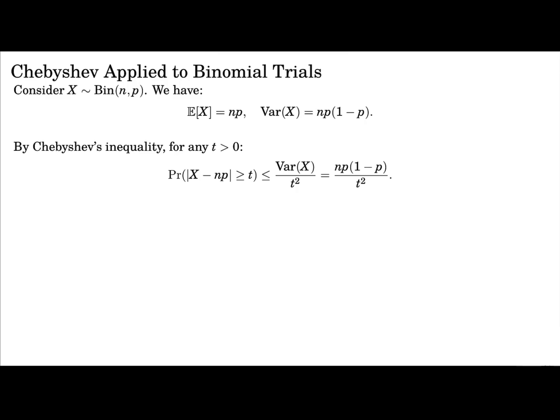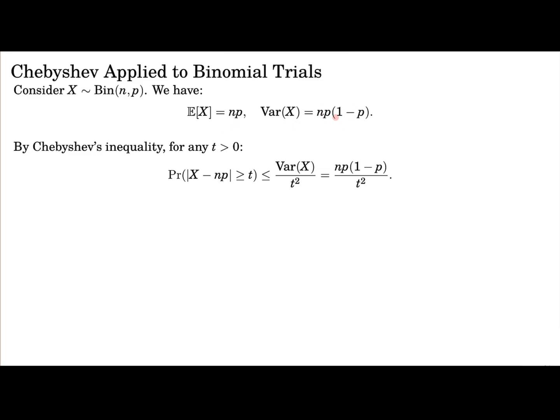Now let's combine the two main ideas from the previous videos. We know that if X is a binomial with parameters n and p, so you can think of it as tossing n coins with probability p of heads, where heads is considered a 1 and tails is a 0, then the expected value of X is n times p, and the variance is given by this expression.